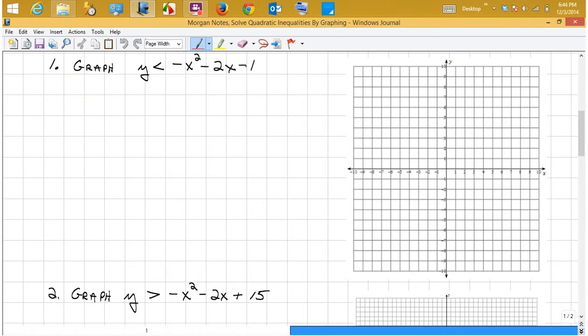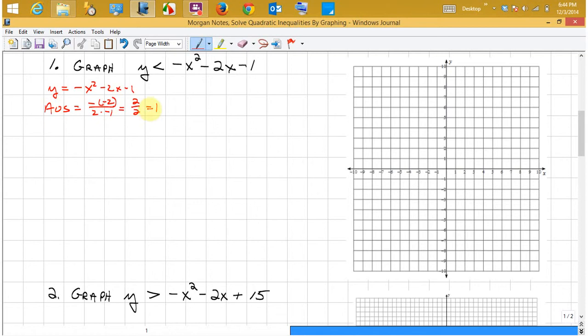And let's find the axis of symmetry since it's in standard form. So we're going to graph it like there was an equal to. So we'll think of it in terms of y equals negative x squared minus 2x minus 1, where the axis of symmetry is equal to negative b over 2a. That's the negative of negative 2, all over 2 times a, 2 times negative 1, which would be 2 over 2, which is equal to 1. So my axis of symmetry is equal to 1. That's also where the vertex is.